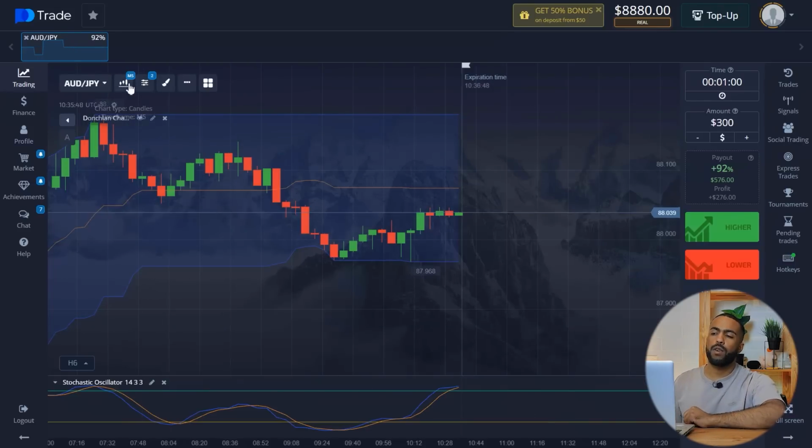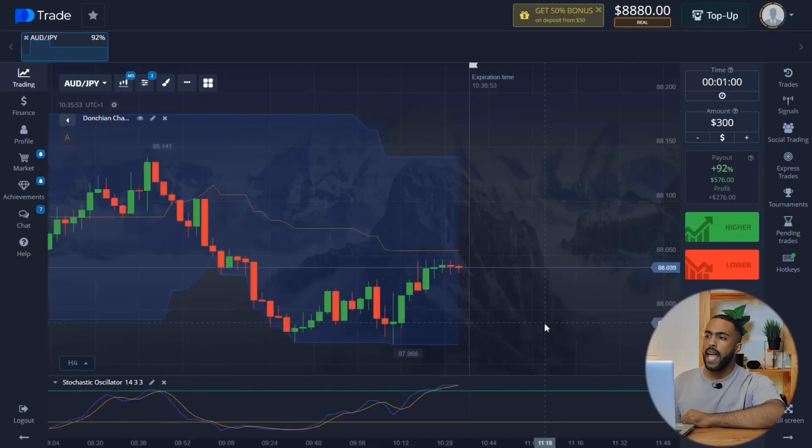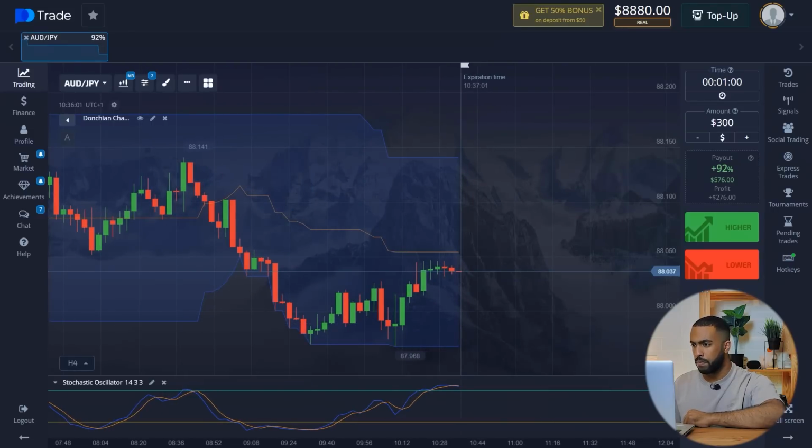And since the situation on the price chart does not change, I reduced the time frame to M3, and let's see what signals there will be this time. And at first glance, there is no significant difference in the signals. Nevertheless, let me open a downtrend for $300 for 1 minute. And let's start with the stochastic indicator.